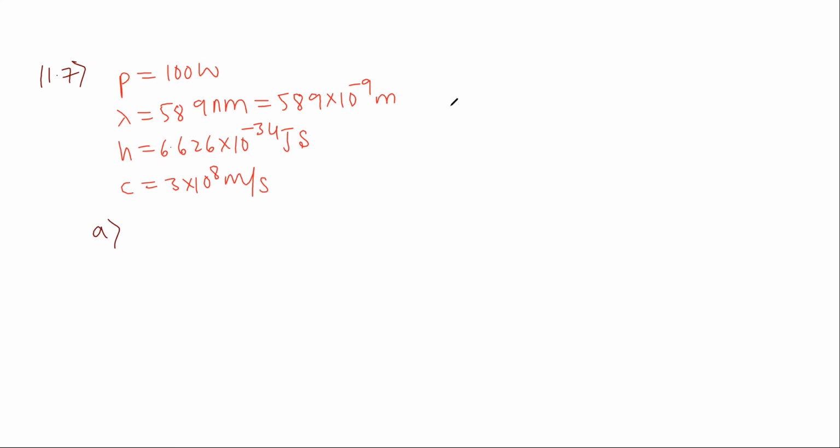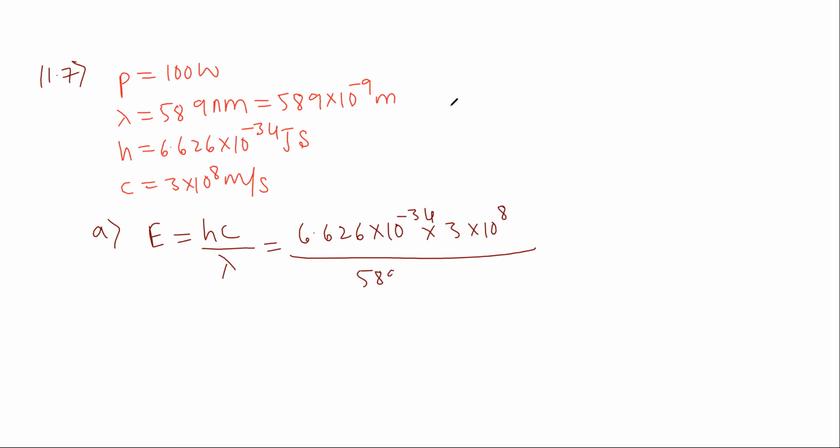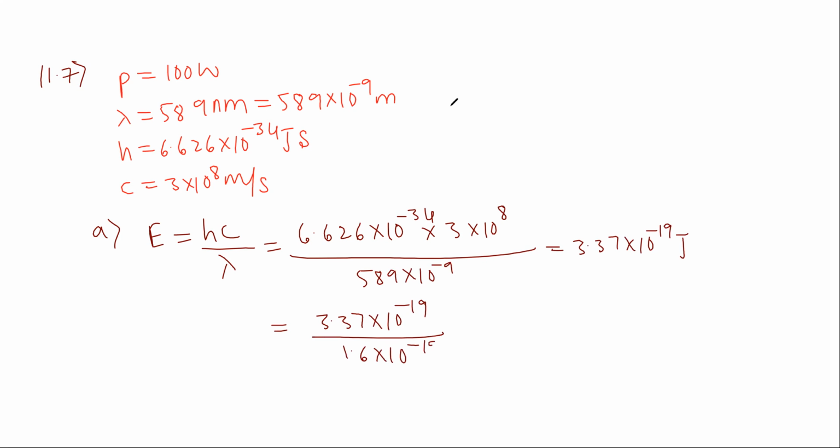Part A: the energy per photon associated with sodium light is given by the formula E is equal to hc by lambda. Planck's constant 6.626 into 10 to the power of minus 34, into the value of c, 3 into 10 to the power of 8, divided by the wavelength 589 into 10 to the power of minus 9. Simplifying, we get 3.37 into 10 to the power of minus 19 joule. To convert this to electron volt, we divide by 1.6 into 10 to the power of minus 19, which gives 2.11 electron volt.